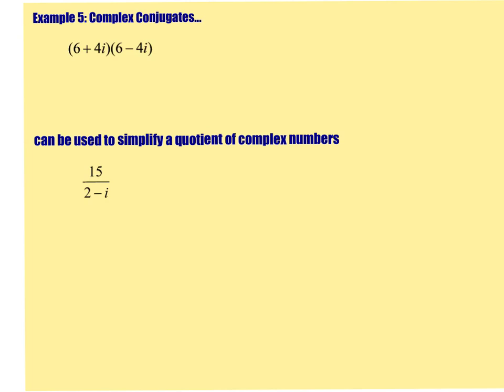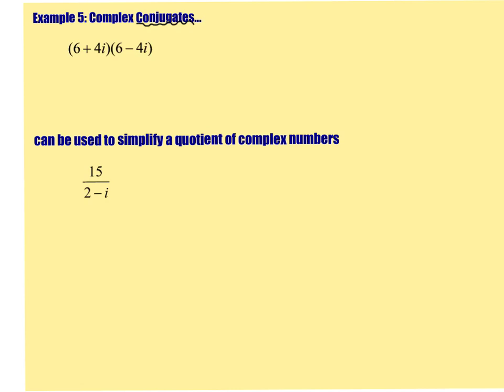Here, we're going to multiply together these two complex numbers. Notice they are conjugates of each other. They're complex conjugates. One is a positive 4i and one is a negative 4i. So let's see what happens when we multiply these together.